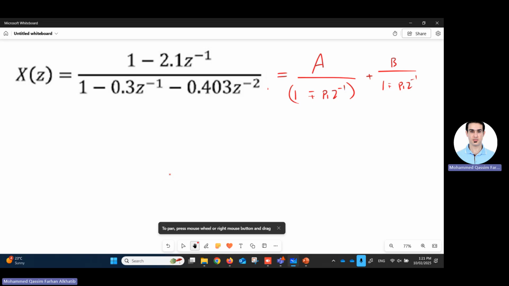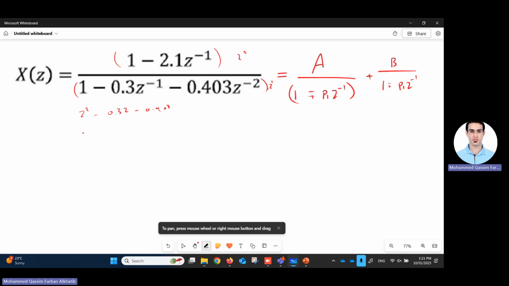Okay, if you multiply by z squared, you keep that order. Because think about it this way. If you multiply this one by z squared, and you multiply this by z squared, it's like multiplying by ones, huh? Then you have z squared minus 0.3 z minus 0.403. And then you factorize it.